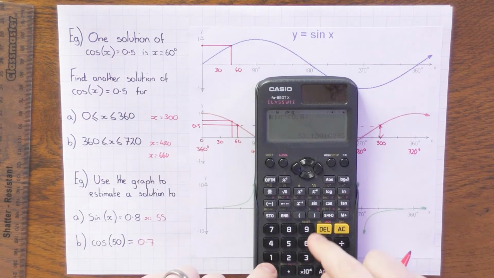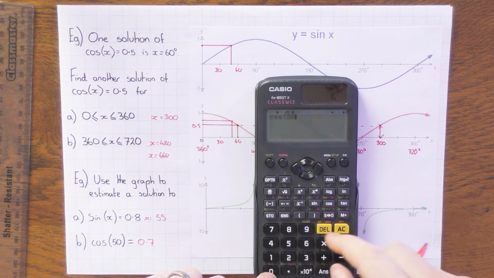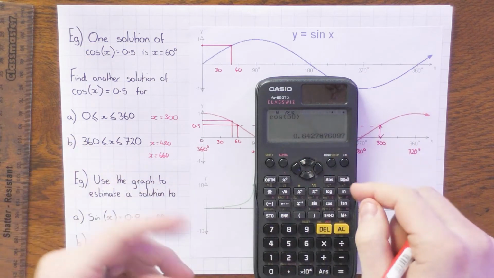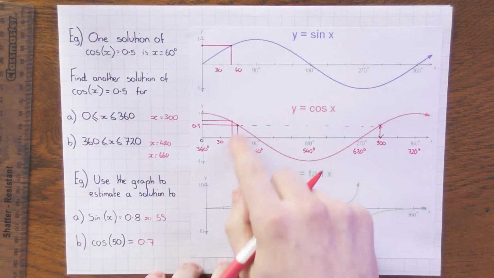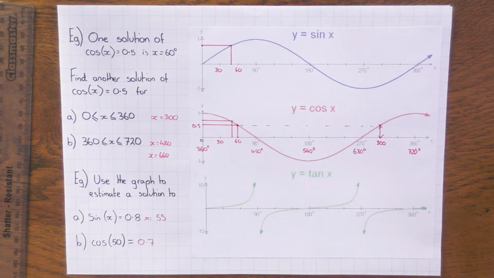So if I put that in, cos 50, 0.64, so yeah, we're not far off. It's only an estimate. As long as you can prove what you're doing by drawing your lines, your estimates will be absolutely fine. So that's another type of question that you could have.